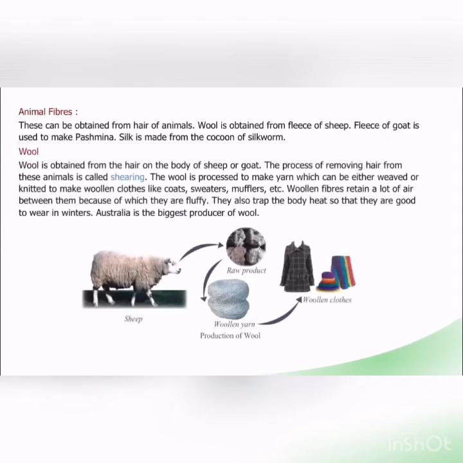Wool. Wool is obtained from the hair on the body of sheep or goat. The process of removing hair from these animals is called shearing. The wool is processed to make yarn, which can be either weaved or knitted to make woolen clothes like coats, sweaters, mufflers, etc. Woolen fibers retain a lot of air between them, because of which they are fluffy. They also trap the body heat so that they are good to wear in winters. Australia is the biggest producer of wool.